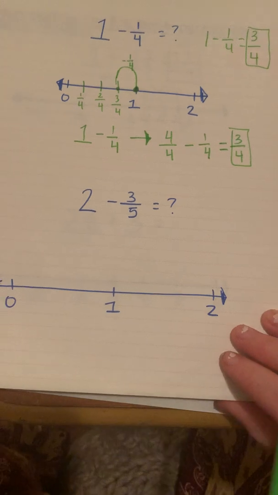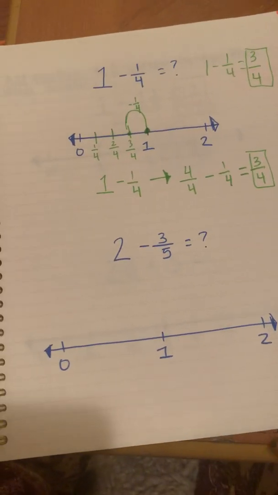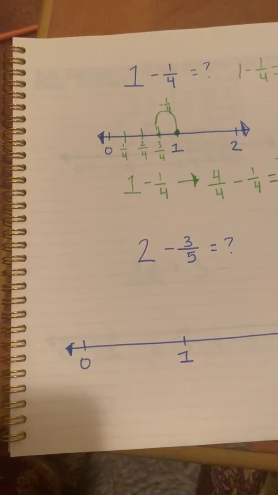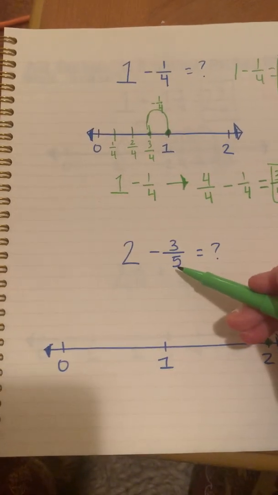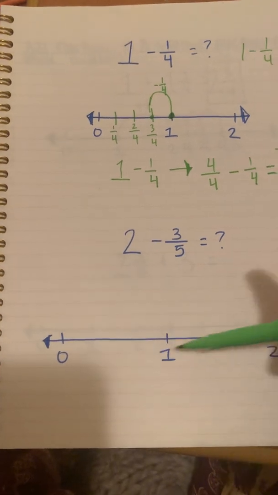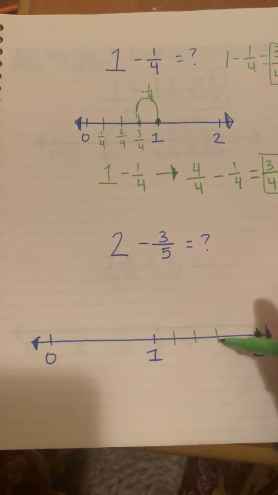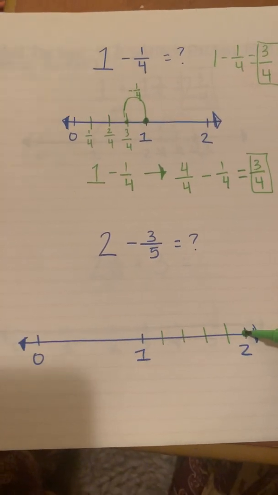Okay, let's try another one. This will be the trickiest one, but I think we can get it. So I want to do 2 take away 3/5. I'm going to start with my 2. I want to take away 3/5, which I know is less than a whole, but that means I need to partition this space into fifths. So I'm going to draw 4 lines to do that. And then I'm going to make 3 backwards jumps of 1/5.